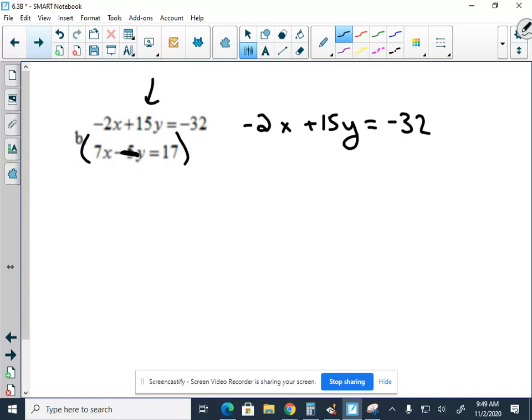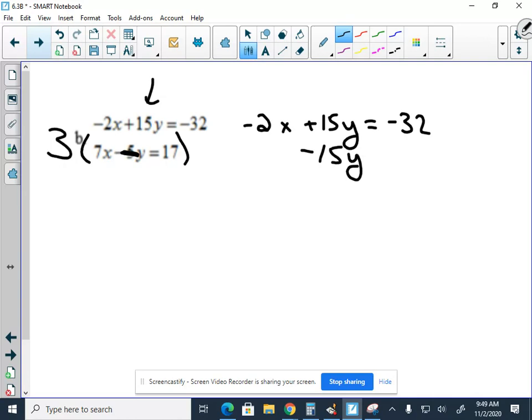What number? 3. Because 3 times that is negative 15y. So understand the goal. The goal is to make them eliminate. If they don't match up, if it's not 15 minus 15, one of the variables doesn't go away.